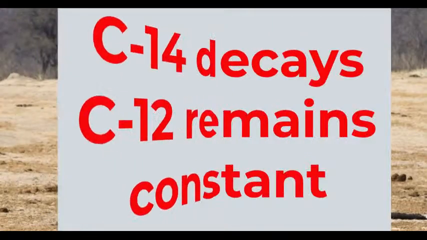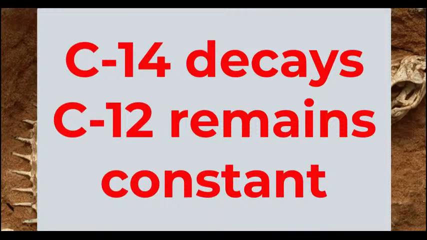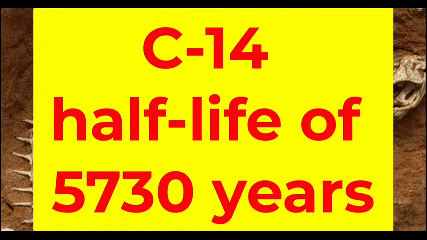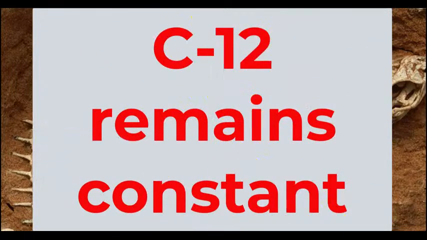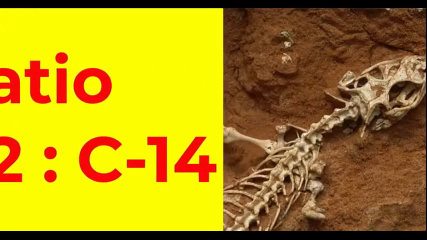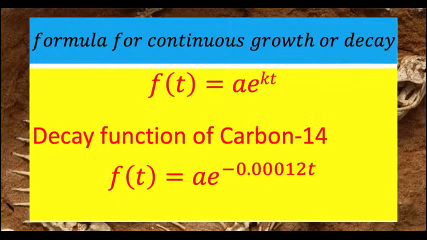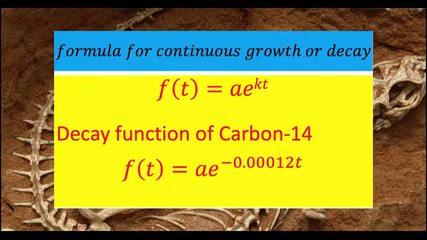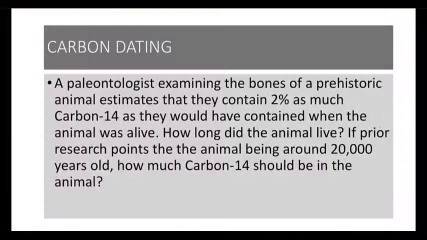But carbon-14 decays and is not replaced. The carbon-14 decays with a half-life of 5,730 years, while the amount of carbon-12 remains constant in the sample. By looking at the ratio of carbon-12 to carbon-14 in the sample and comparing it to the ratio in a living organism, it is possible to determine mathematically the age of a formerly living thing fairly precisely. That is what we are going to do today. Let's start learning the mathematics behind carbon dating.